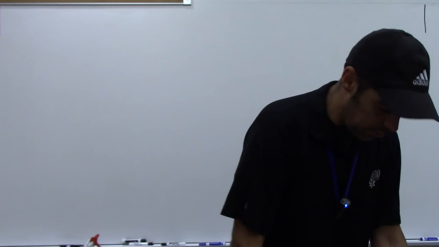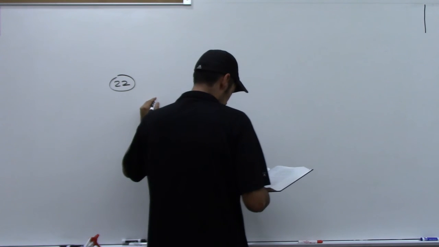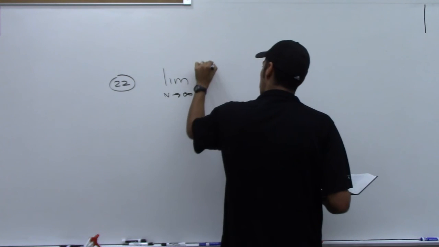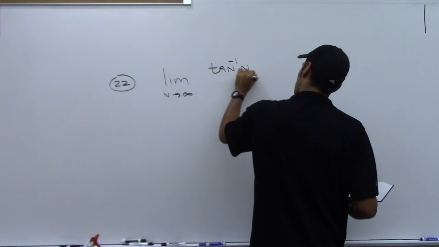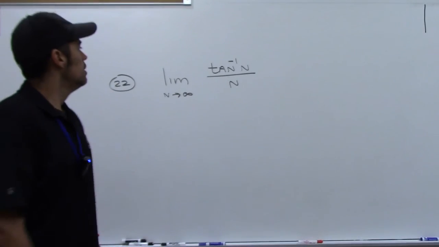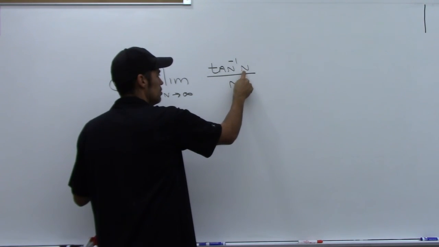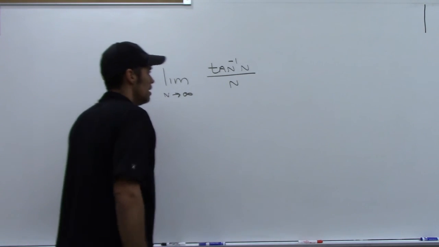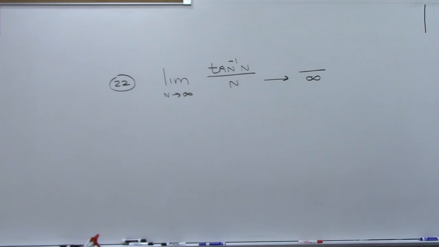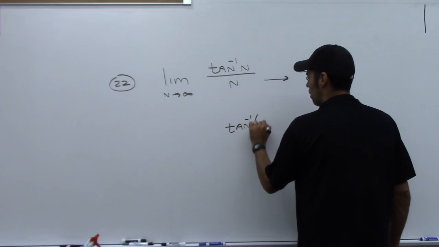This might be the last one I can do right now. 22. We have the limit as n goes to infinity of arctangent of n over n. So arctangent of n gets huge over this, which gets huge. I know the bottom is headed towards infinity. The question is what the top is headed towards. Arctangent of infinity doesn't really make a whole lot of sense.